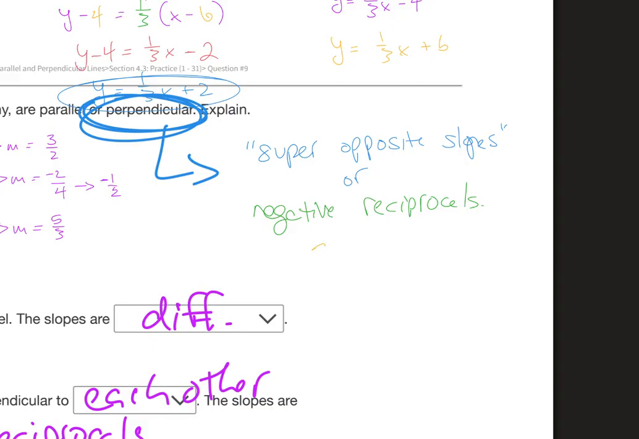If I had a slope of 3 and I were to ask you, what's the opposite of 3? You might say negative 3. And I'd be like, yeah, that's negative. But what's the super opposite? And you might be like, well, why don't we flip it upside down?